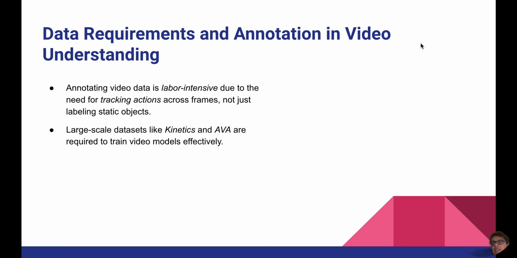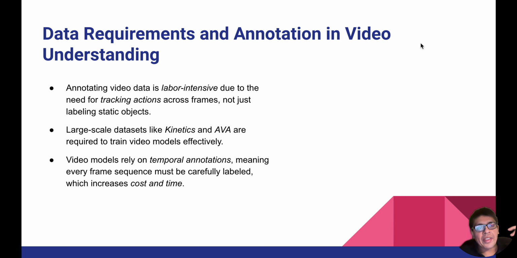Large-scale data sets like Kinetics and AVA are required to train video models effectively. Again, you need a lot of data to do this, right? Kinetics and AVA were trained on a large volume of clips, thousands and thousands of clips. That amounts to huge amounts of data, and you're going to have to apply the training to any of those models, where the number of weights will be exploding at that point. And then video models rely on temporal annotations, meaning every frame sequence must be carefully labeled, which increases cost and time, because it's not just individual object annotation, but also sequence annotation.